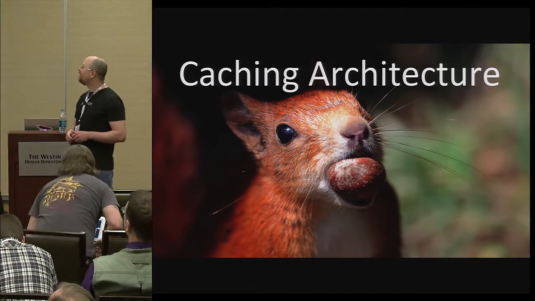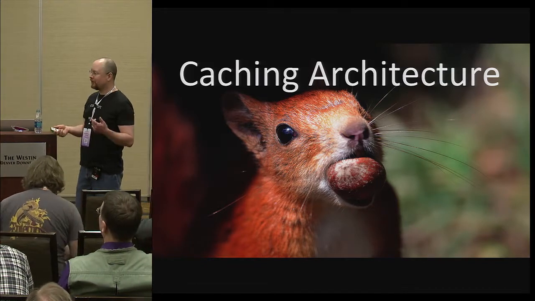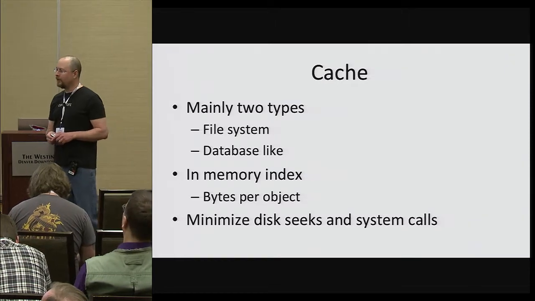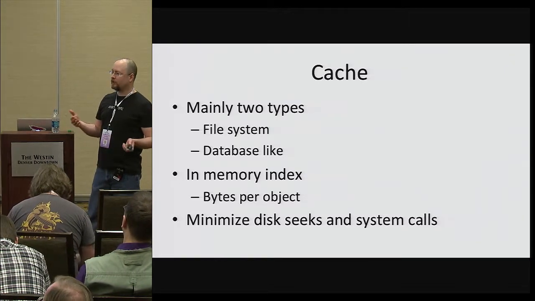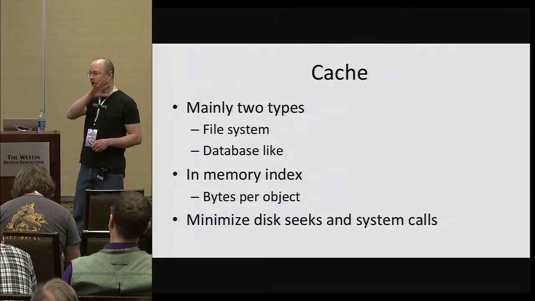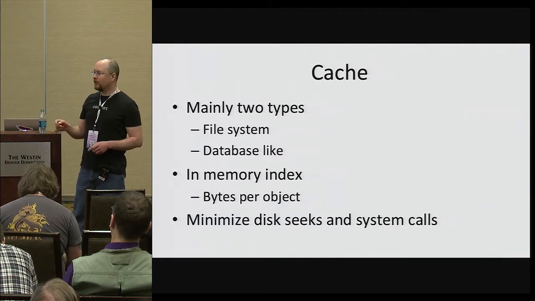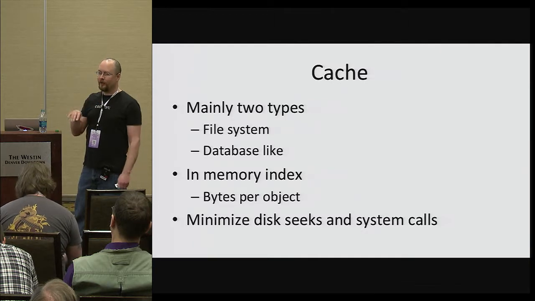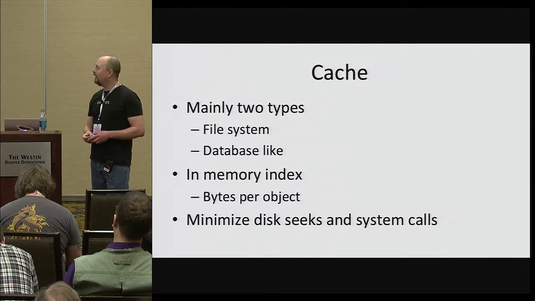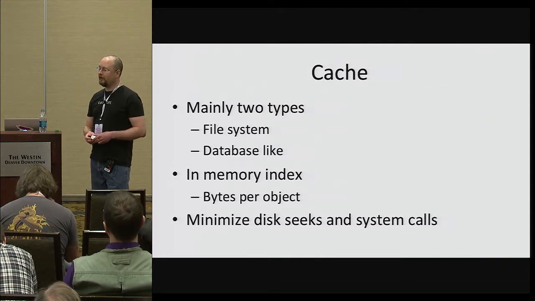Cache architecture. So I'm going to go through and talk a little bit about the cache architecture. There's mainly two types that these proxy servers I'm talking about use. One is file system. This is basically where you have a hierarchy of directories. Most of the time you can specify how many levels of directories and how many directories at each level. But basically, at the end, there's a file, and that has the cache object.